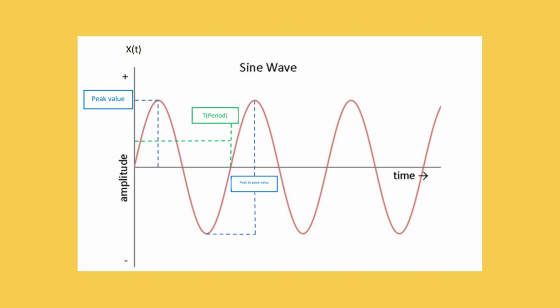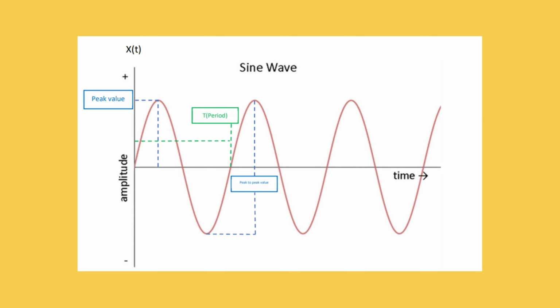Frequency. Frequency is the number of times the waveform repeats itself, and it is 1 over the period, 1 over the time. The unit for frequency is hertz. The third characteristic is amplitude. It is the magnitude or intensity of the signal waveform measured in volts or amps.